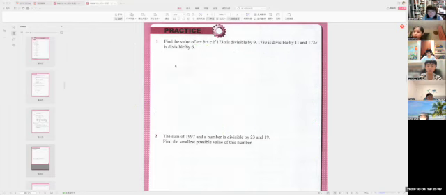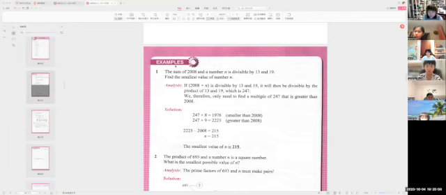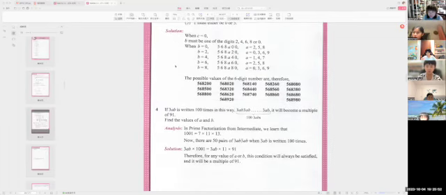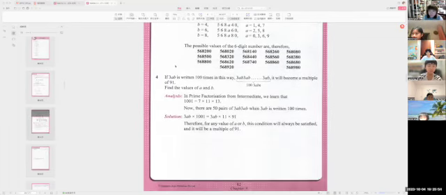Okay, so let's go back to the example questions. Let's take a look at number 4. If 3ab is written 100 times in this way, 3ab 3ab, this looks like something Daniel likes to do. Daniel loves doing this the most. 3ab 3ab 3ab 3ab, written 100 times. You definitely have to do this question, because this is definitely you. It will become a multiple of 91. Find the value of A and B.